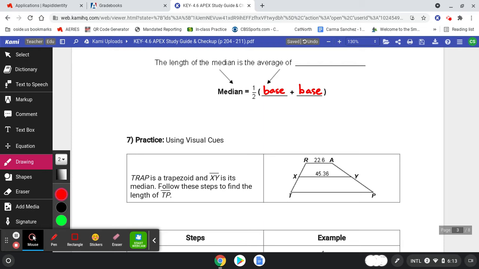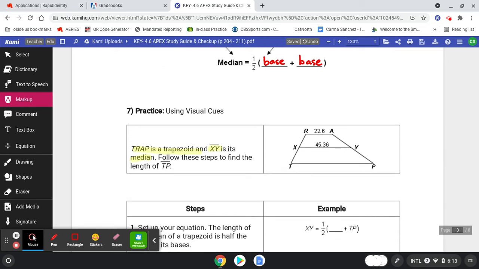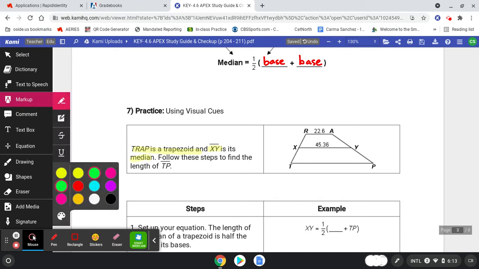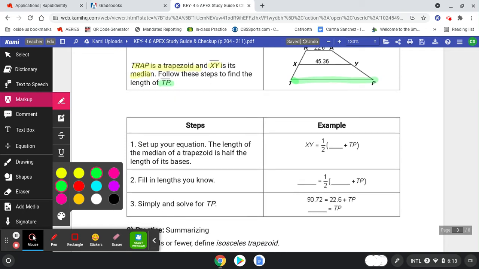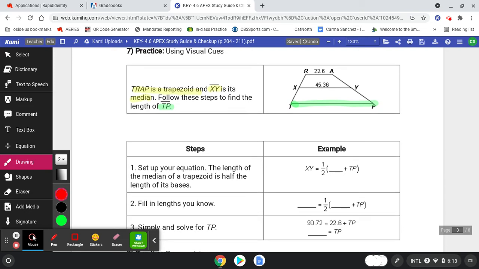So if this trapezoid, TRAP is a trapezoid, and XY is its median, follow the steps to find the length of TP. So we're trying to find TP, this one down here. So we know that the length RA is given in the picture. So looking up here, do you see how RA is 22.6?